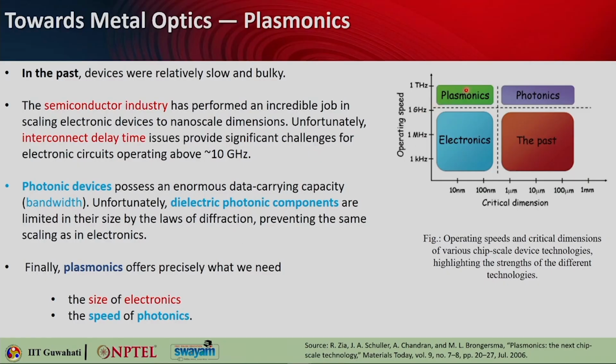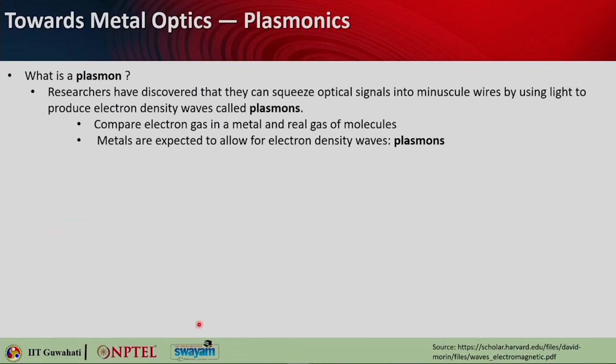So, we have to come to the plasmonics area where we can have miniaturization as well as the high speed of photonics. This is where plasmonics offers us the best, that is, the size of electronics and the speed of photonics. Now, when we talk about plasmonics, we have to understand what a plasmon is. Researchers have developed that plasmons can squeeze optical signals into minuscule wires. And how to do it? You have to use light to produce electron density waves, which are called plasmons.